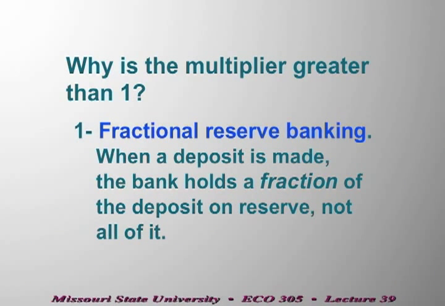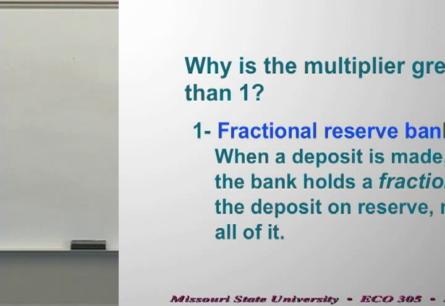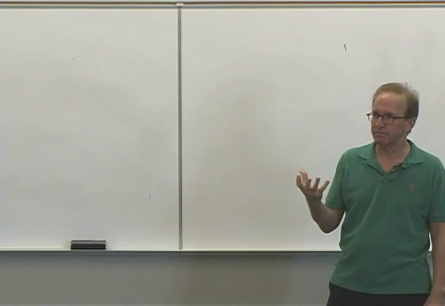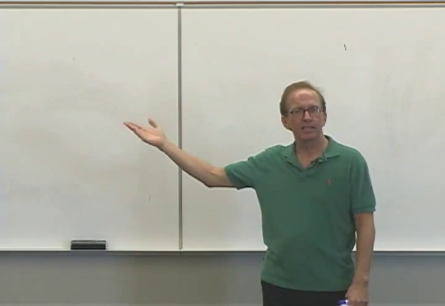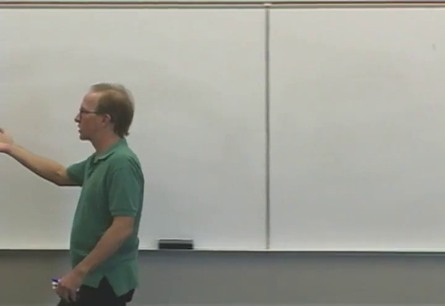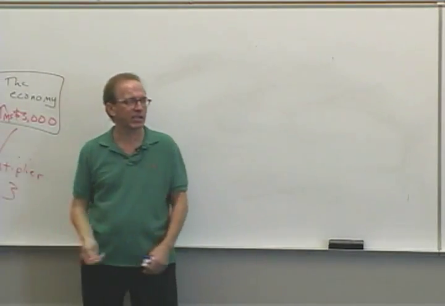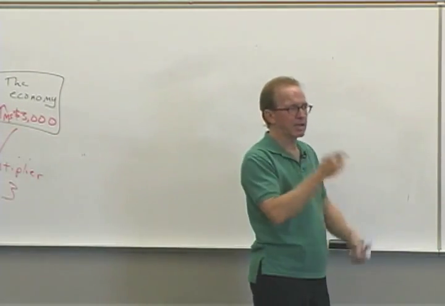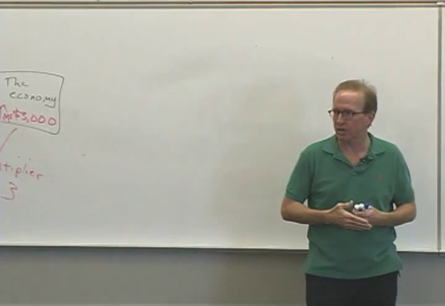The one idea is fractional reserve banking. If you get $1,000 into your hand and you make a deposit of some of that money in your bank, your banker will hold only a fraction of that. What did we have last time? It was $800. If the Federal Reserve hands you $1,000 in currency, you put $800 in a bank and you hold $200 in cash.